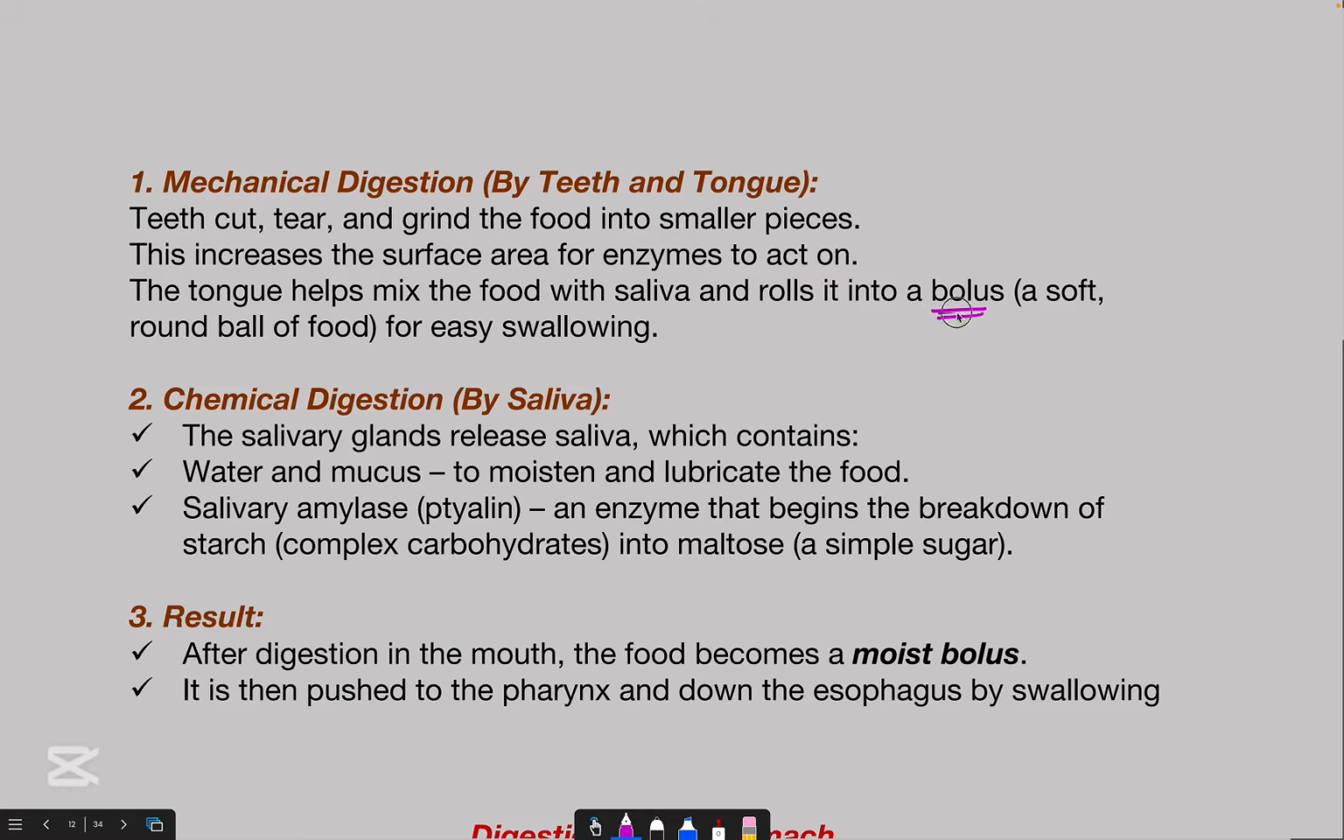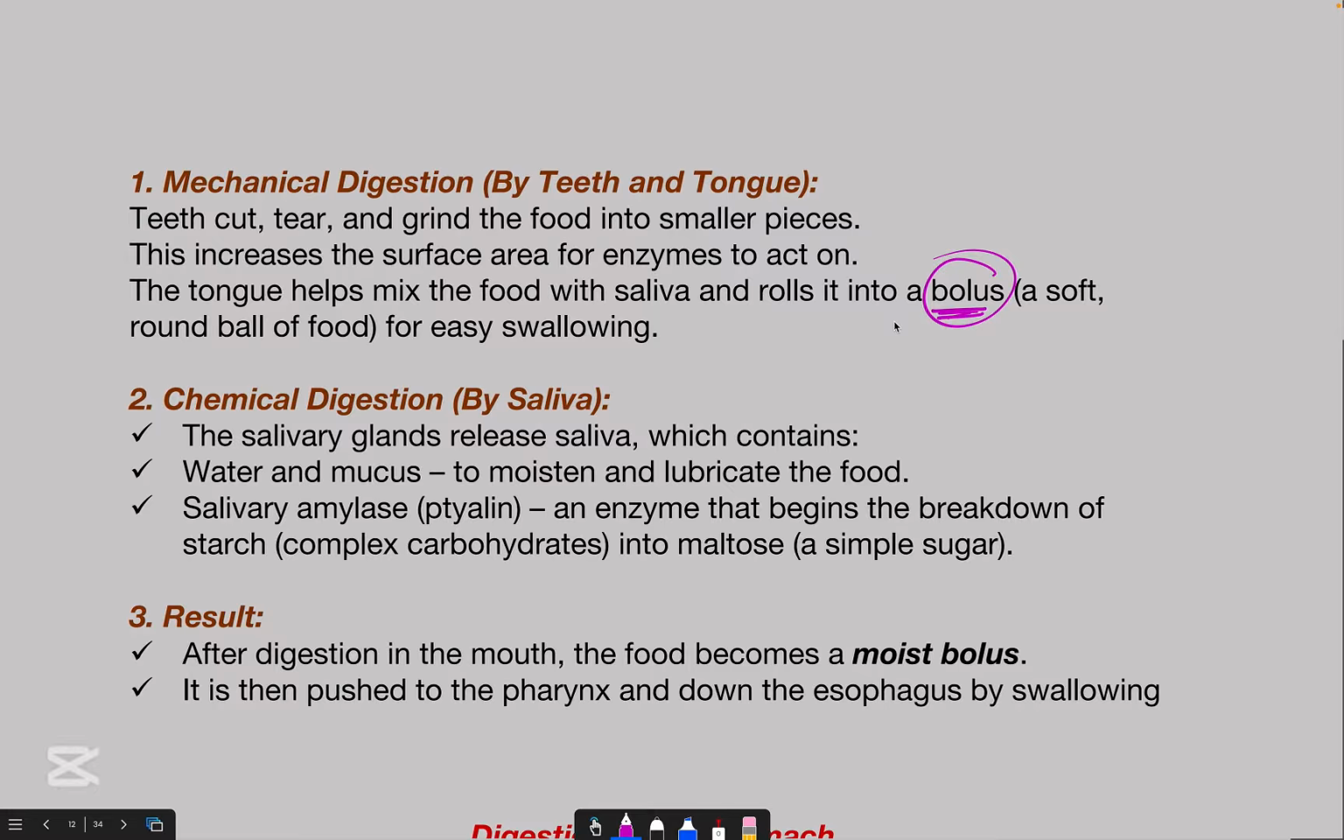So bolus is found in the mouth. Emphasis on this bolus here. Take note of it. A mix of saliva and food in the mouth is called a bolus. A soft round ball of food for easy swallowing is called a bolus. In the mouth, it's called a bolus. In other parts of the body, it's called a different name. But the food in the mouth already mixed, already rolled into a ball, is called a bolus. Emphasis on that. So that is for the mechanical digestion in the mouth.